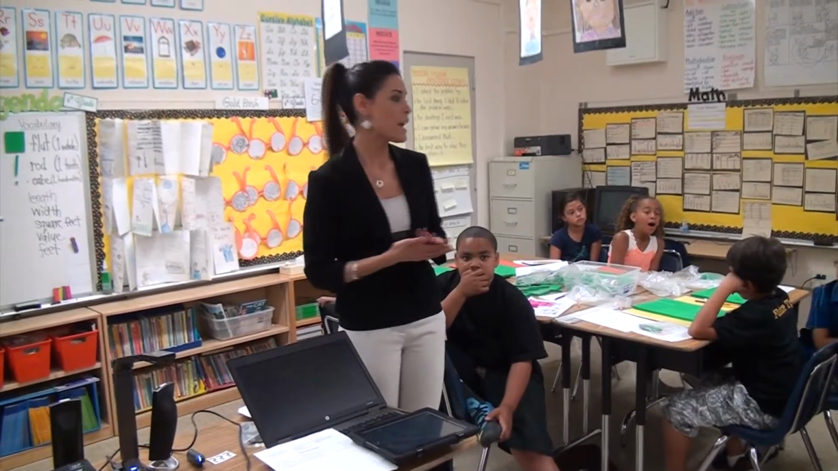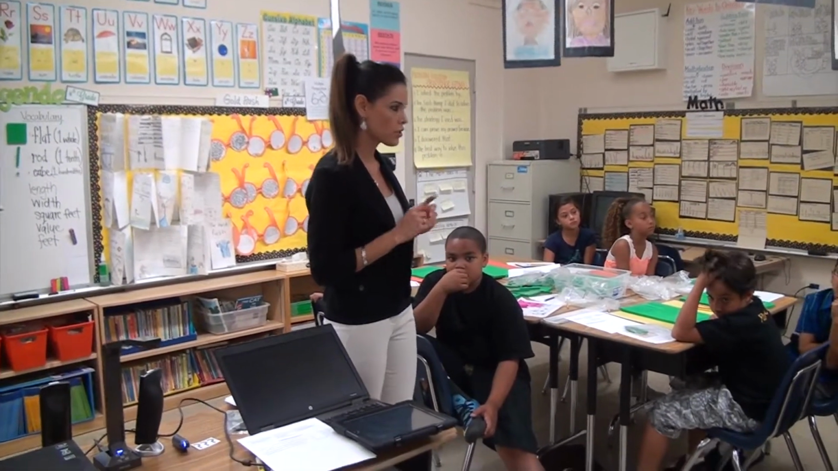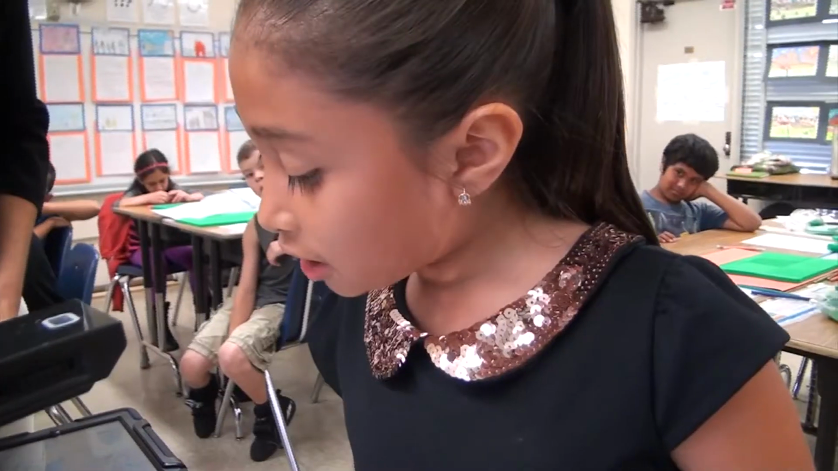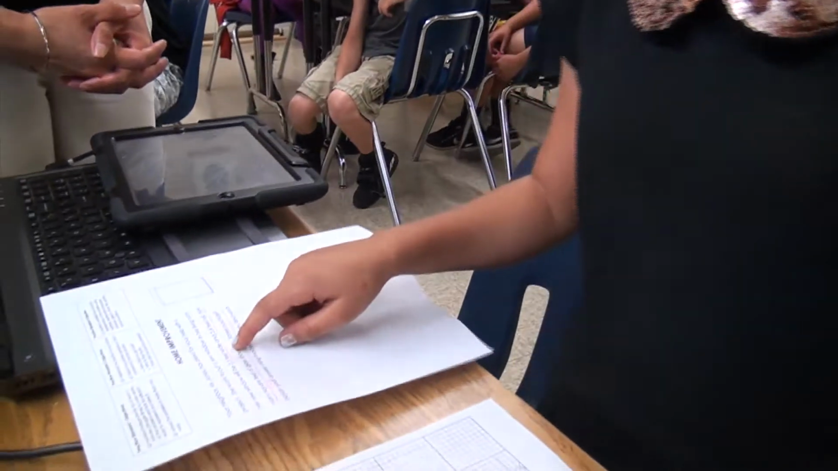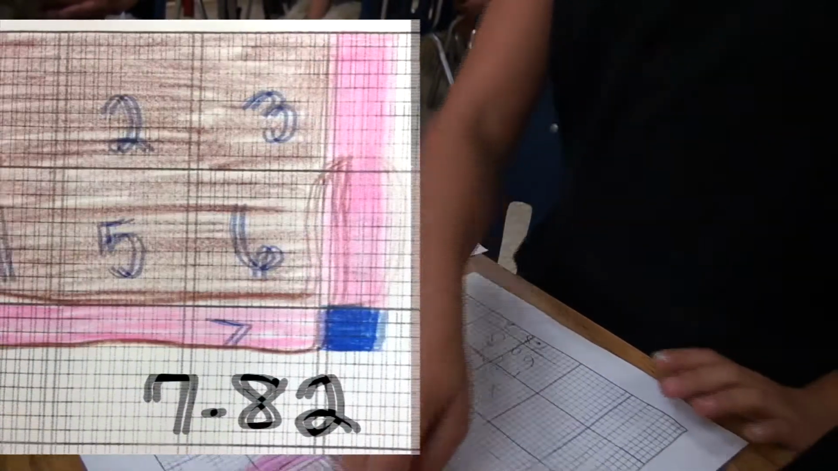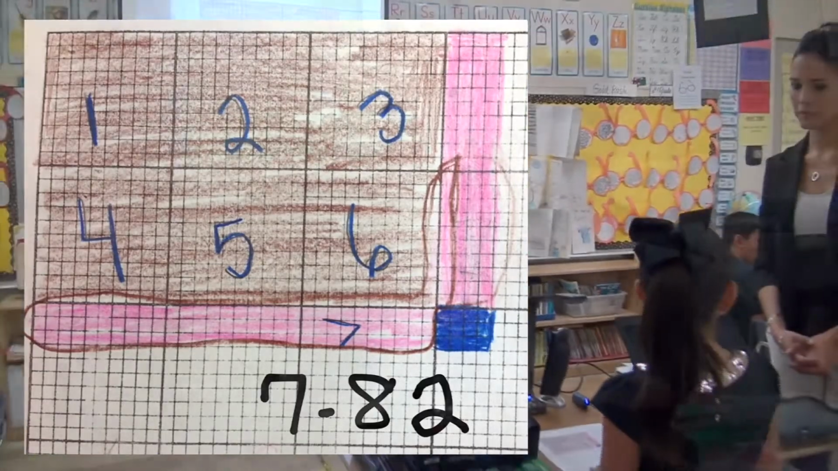Okay, boys and girls, now we have another student that used a different approach in solving this problem. Are you guys ready to look at their approach? I looked at my task and it said that her new window will be 2 3/10 feet wide. So there's my 2 3/10. I ended up with 7 and 82 hundredths.